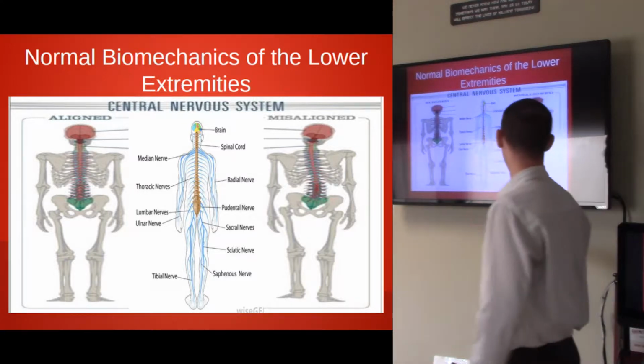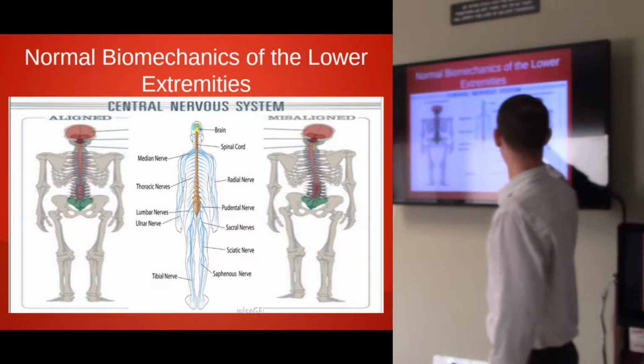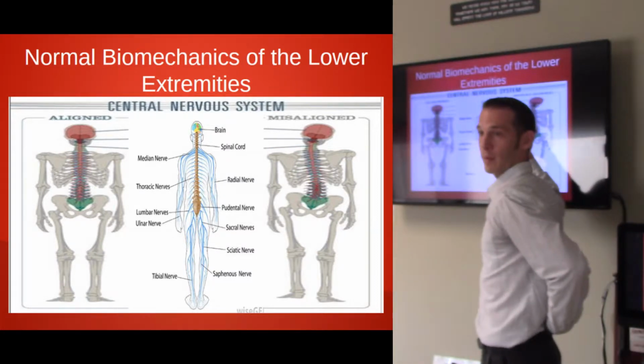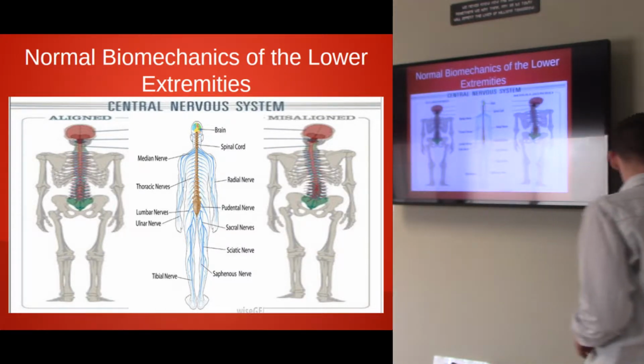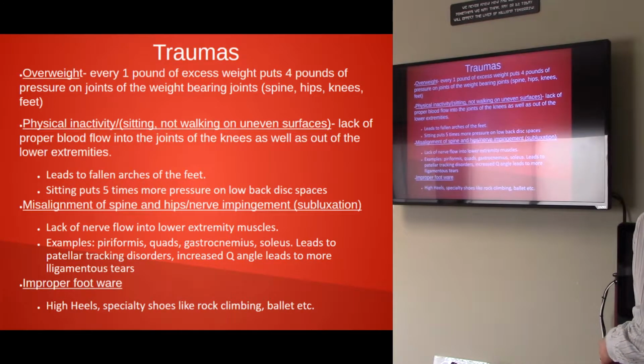The other reason that you're going to get a piriformis syndrome is if some of the bones in the lower back are misaligned, because that also will affect the sciatic nerve. Okay? Let's keep going.